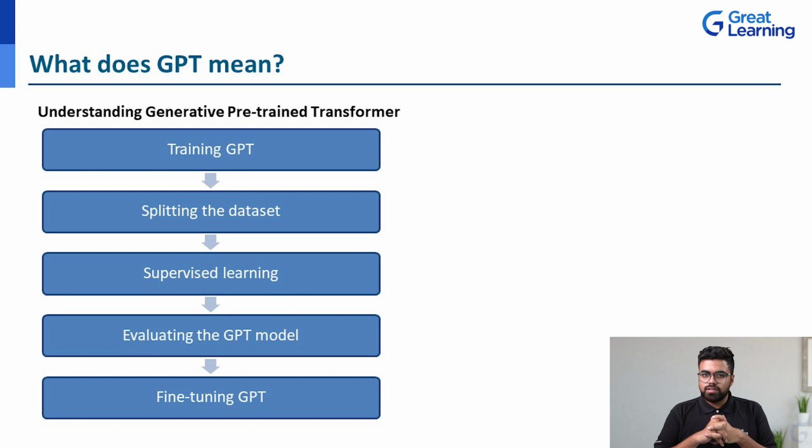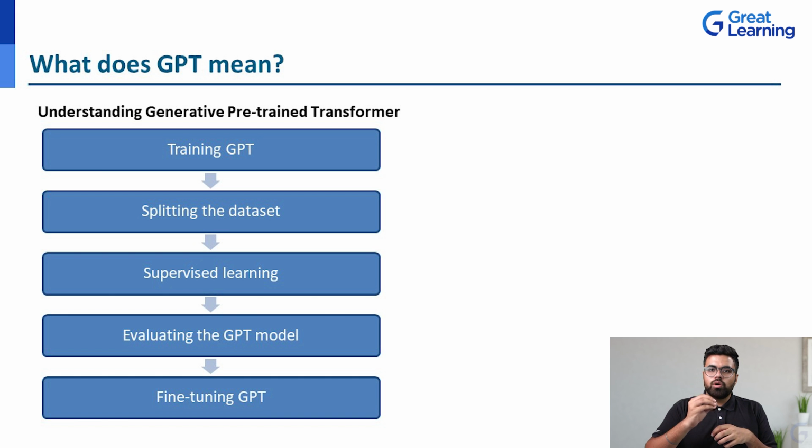What are the steps involved in which it understands what we are talking about? So the first part is training GPT. Now GPT is trained using a process called generative pre-training. In generative pre-training, the model is given a large corpus of text and is asked to predict the next word in the sequence.